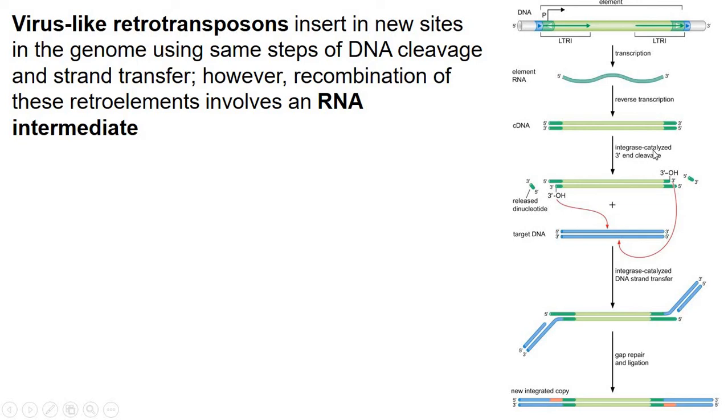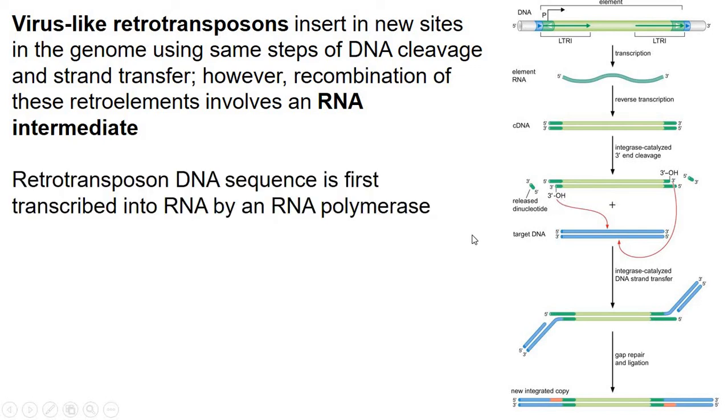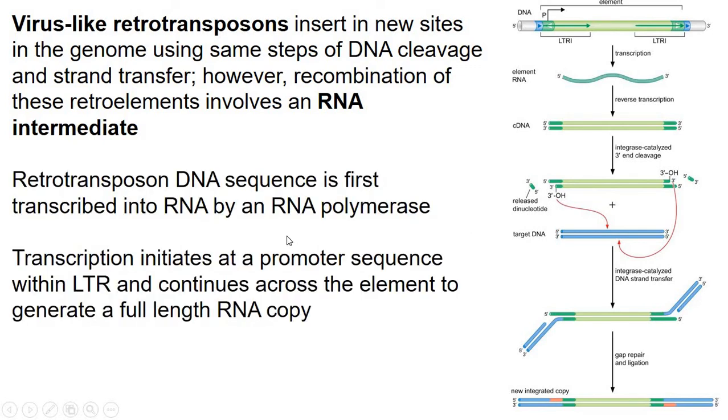Then integrase, the other sequence that it codes for, will now catalyze 3' end cleavage. So here it removes part of this 3' end, similar to how the DNA transposon does the same thing. It makes a cut at the 3' ends.